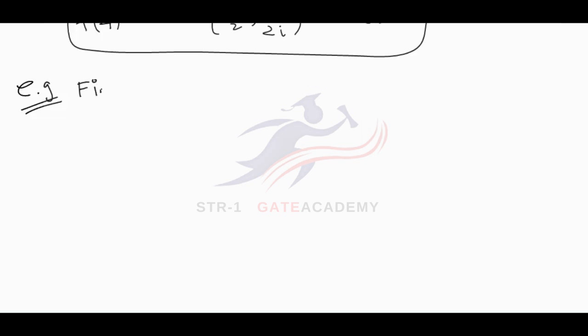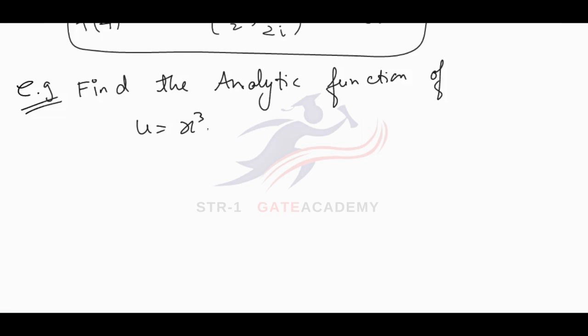Let us take an example. Find the analytic function of u equals x cube minus 3xy square plus 3x plus 1. Now u is given to you, and the analytic function f z is asked. Let us solve it by both the approaches. First I'll show you the first approach. What is the first approach?